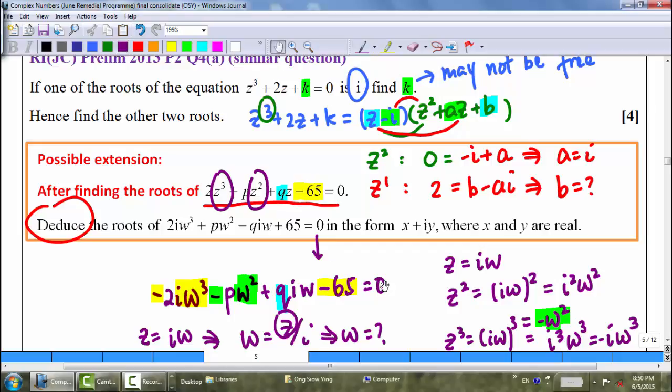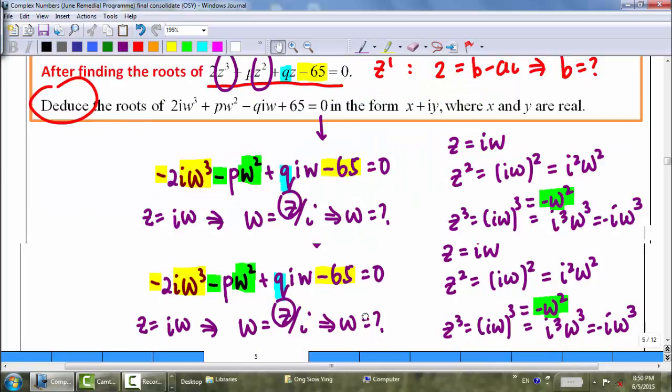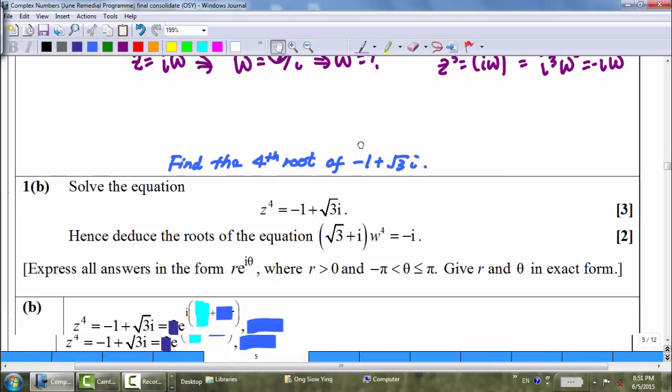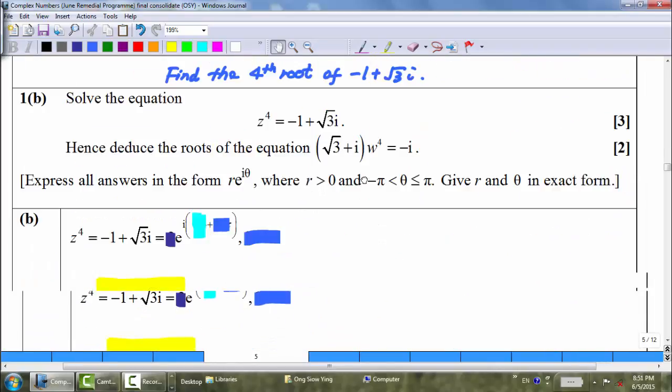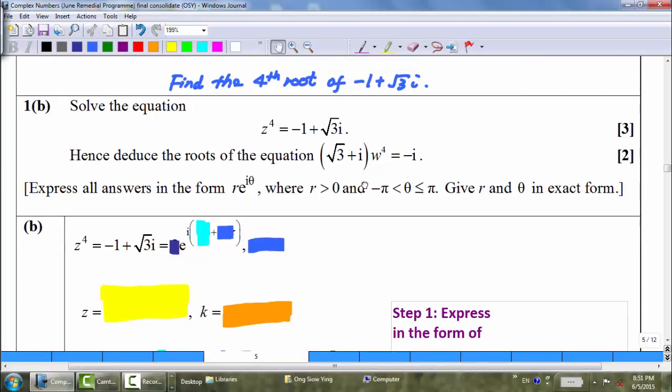Now, if there is no problem here, we'll just proceed to question 1b, solving of equations. How do you solve equations like that? Okay, now it's something similar to the previous part. It's also solving an equation, but for this type of equation, there's a standard way of solving it.